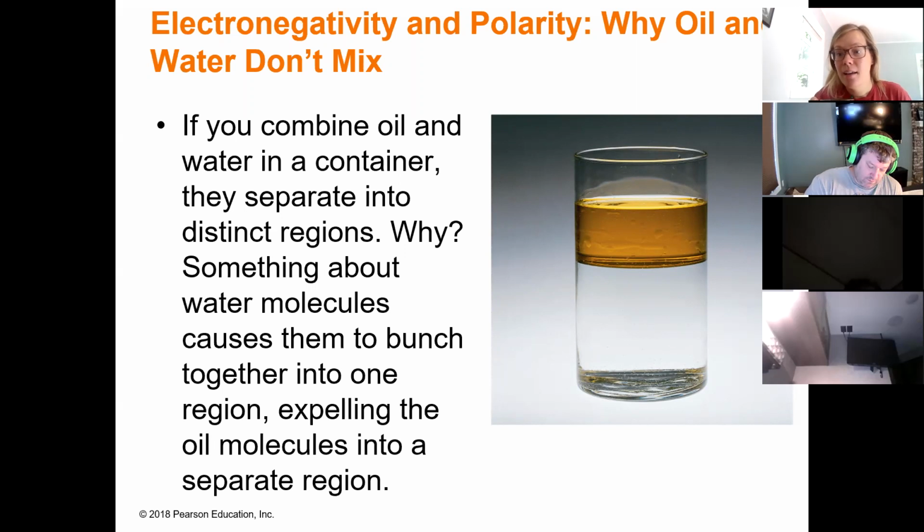You can shake it as much as you want and it'll disperse, but it's never going to fully mix. It'll always separate. Why is this the case? There's something about water molecules that causes them to bunch together. The water molecules like to hang out with each other and they kind of expel or push the oil out. Why is that the case?